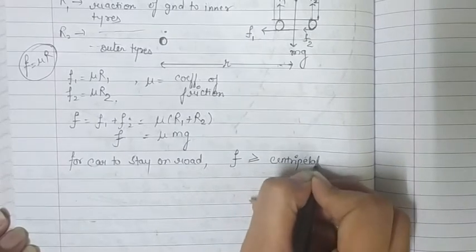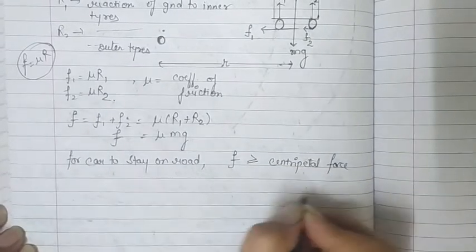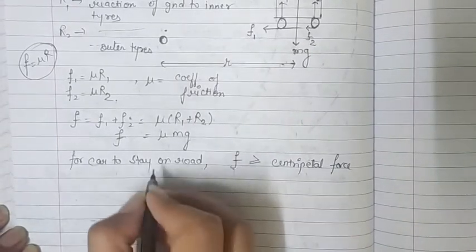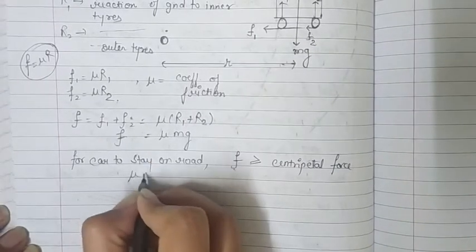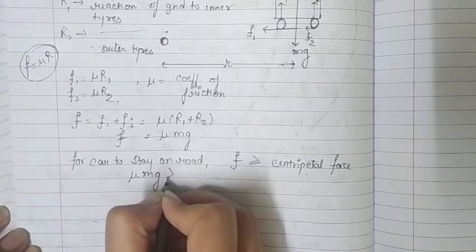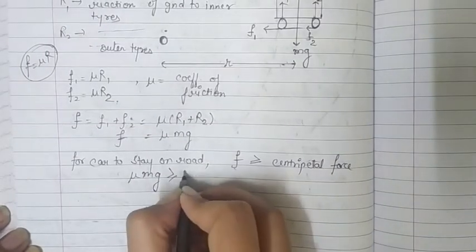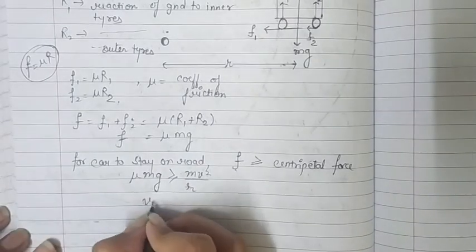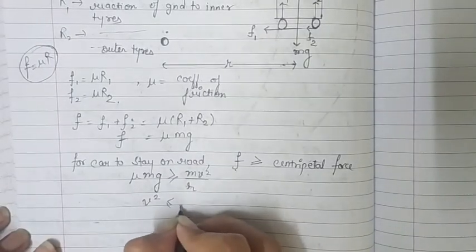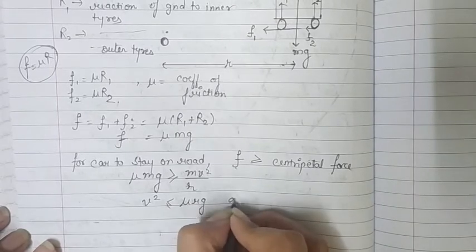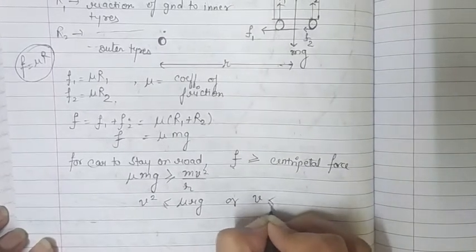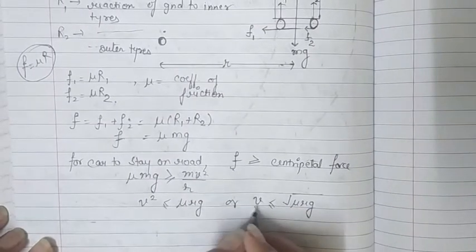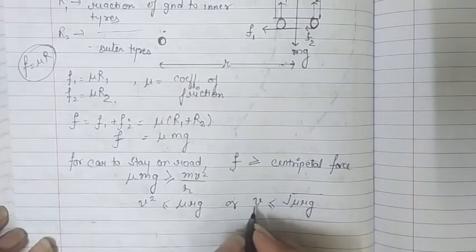centripetal force. Now centripetal force has the expression mv square upon r that we know, and F we have calculated here is mu mg. So the condition we have is mu mg greater than or equal to mv square upon r. On solving this, we can find the value of v square less than or equal to mu rg, or v less than or equal to under root mu rg. So v should be either equal to this or less than this.